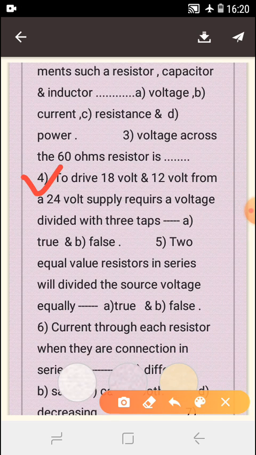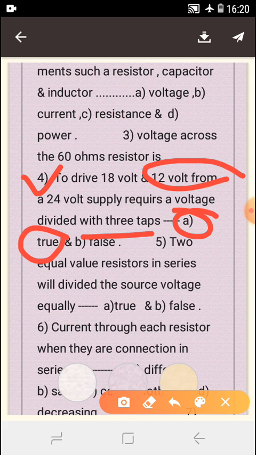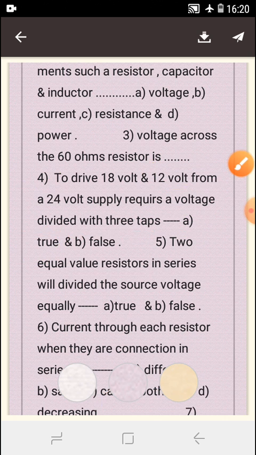Question number 4. To derive 40 volt and 60 volt from a 24 volt supply requires a voltage divider of 3 types. The options are false and true. The answer is true.